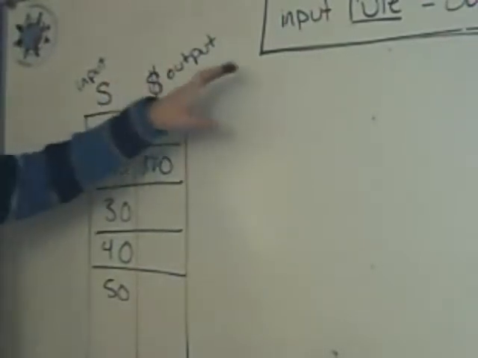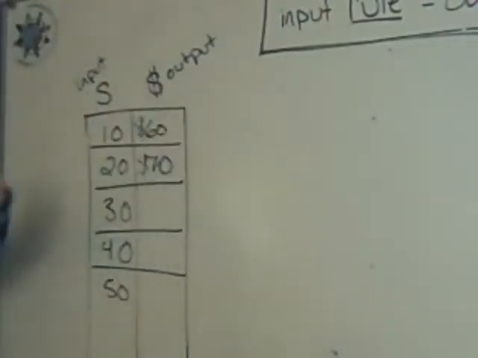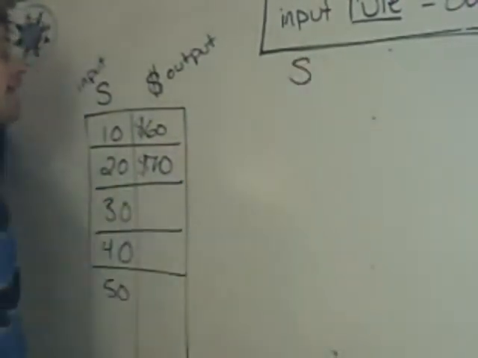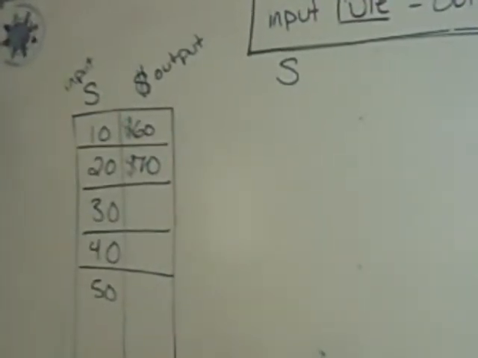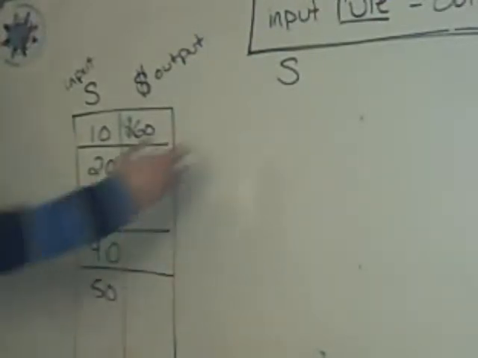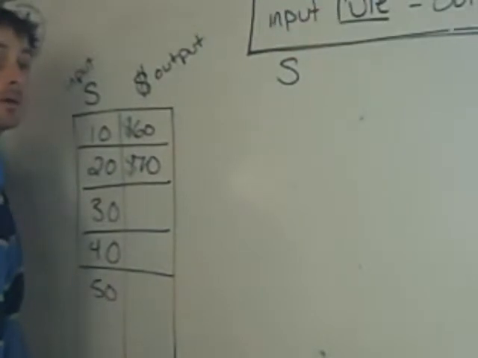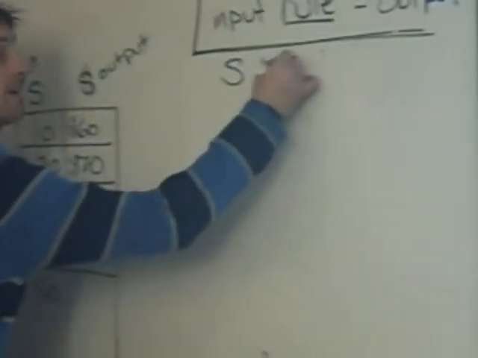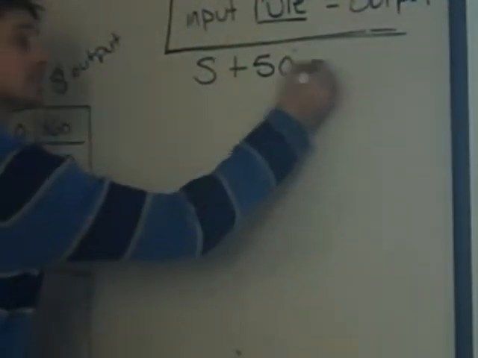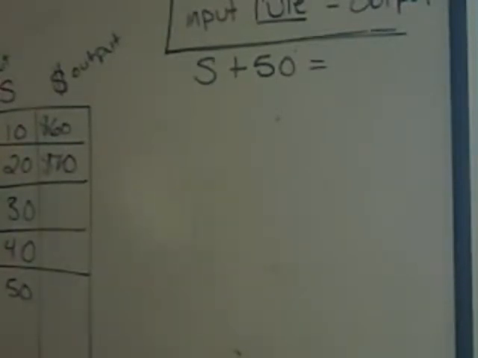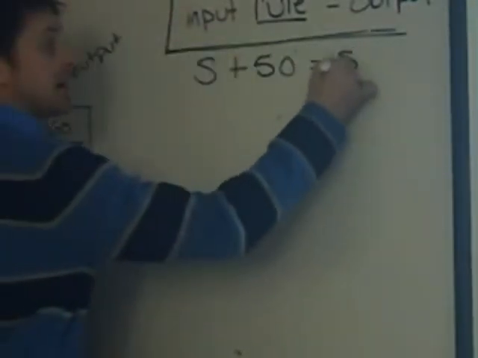First we have to set up our formula, right? What's our variable for input? S. Now I got to figure out what's my rule. How do I get from input to output? Plus 5. Maybe plus 50. Okay, plus 50, right? So now after S I write plus 50, because that is my rule. Equals what? C for cost, or dollar sign.